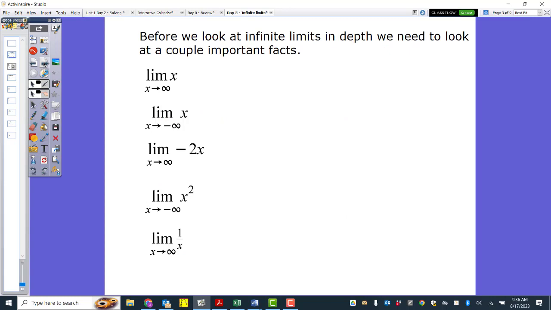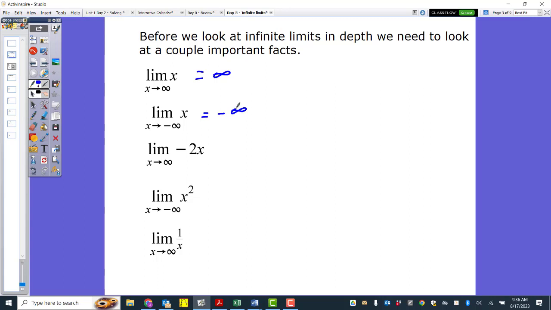Now, a lot of times today, we're going to kind of treat infinity like a number, even though it's not. So for example, as x goes to infinity, well, this is going to end up equaling infinity. Now, as we said when we first started talking about limits, this would also mean it does not exist. We're just using this as a reference for now. If it goes to negative infinity, that's going to be negative infinity.